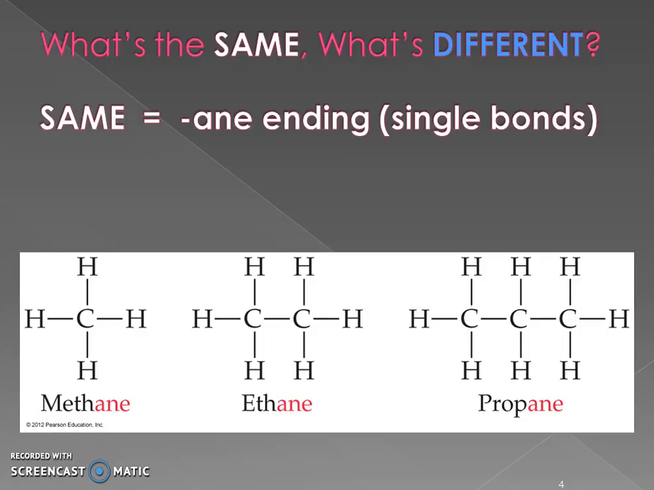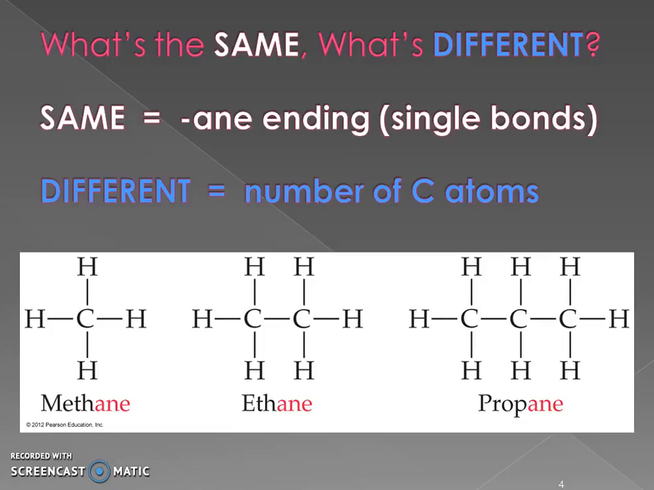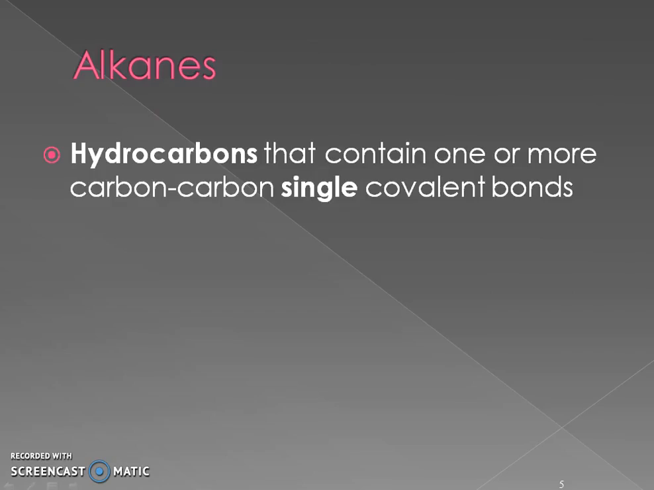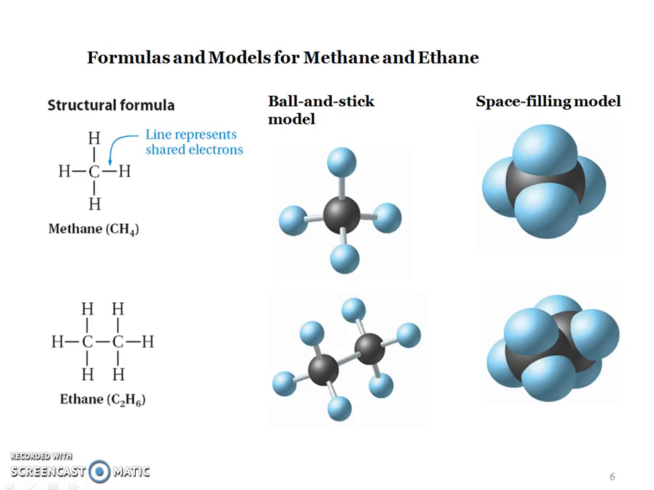So then what's different about them? The number of carbon atoms, and that's where the prefix comes up, right? Meth, eth, and prop. Those are your prefixes versus your ending. So an alkane is a hydrocarbon that only has single bonds. Again, I want to remind you, pause the video, fill in the blanks in your packet, and then play to hear my words.